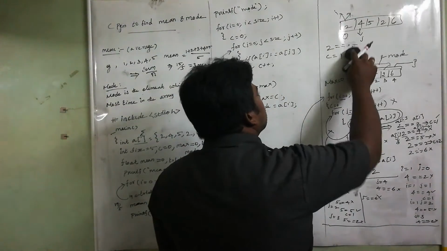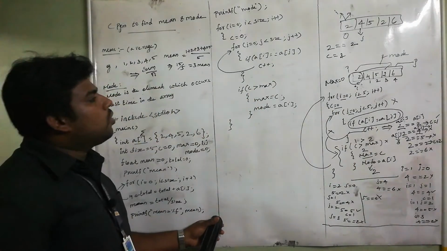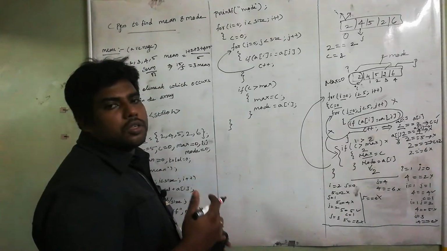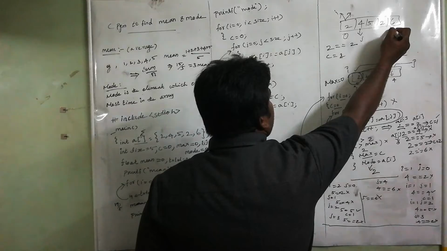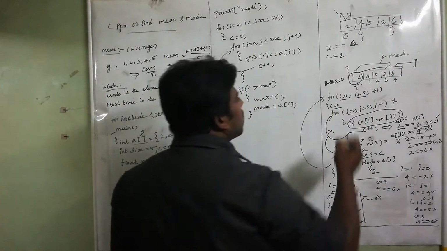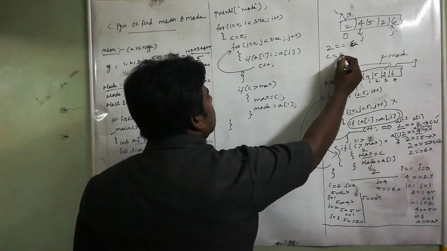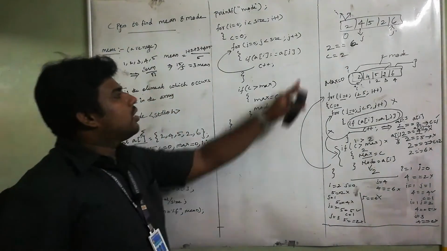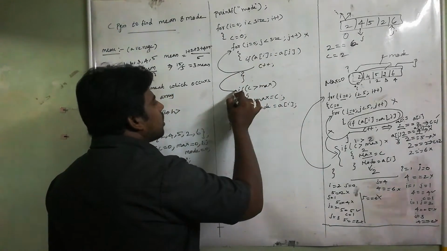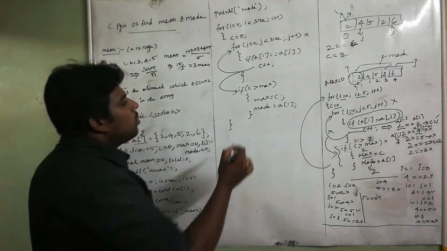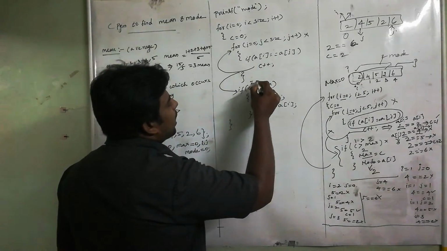Now 2 equal to 2. So counter is incremented. Condition true. So now C is 2. Again J plus plus. Now this is J. So 2 equal to 6. Condition false. At last, what is C value now? After that, J loop was closed. Once J loop completed, this if condition will be executed. Now, what's the max value? Initially max is 0. So 2 greater than 0.